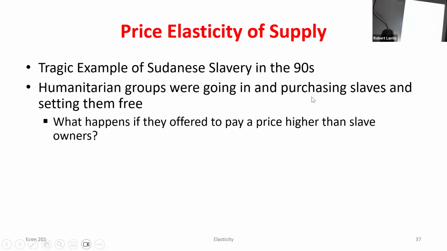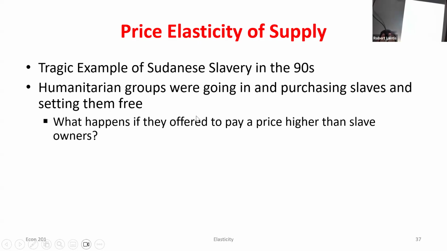They'd have to offer a price that's the highest, right? They'd have to be the winning bid. So if they go in and start giving more money than what was currently being paid for those slaves, they've increased the price. Well, if I increase the price of something, what happens to supply? It goes up.